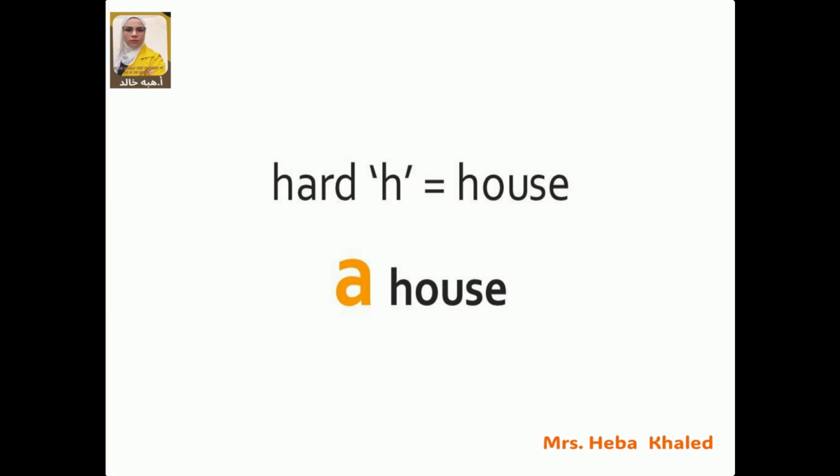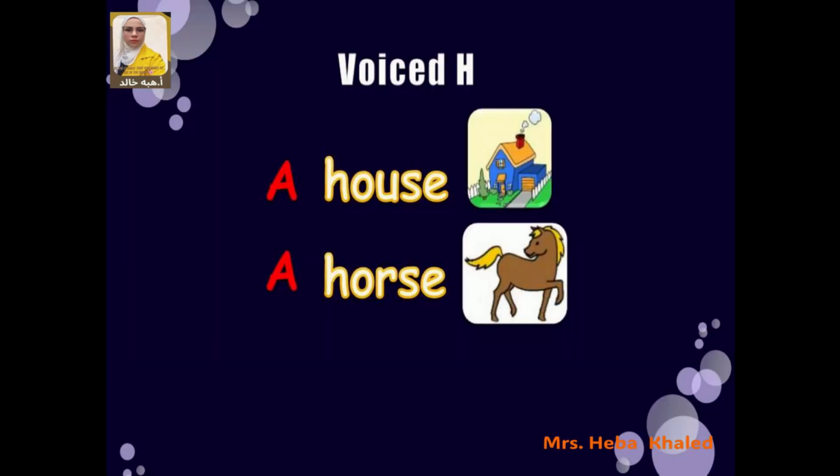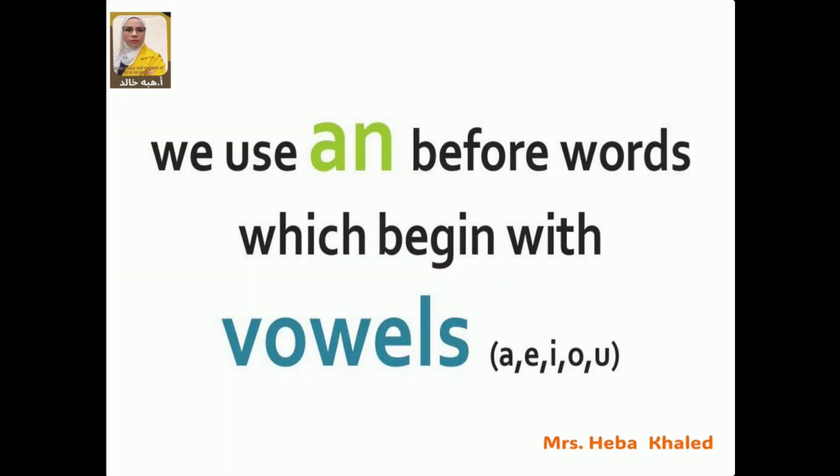Hard, house, a house. So we read it as the letter H, a house. Okay, voiced H, a house, a horse. So we say a horse or a house in the first word. So it's one house, it's one horse, singular and countable at the same time.